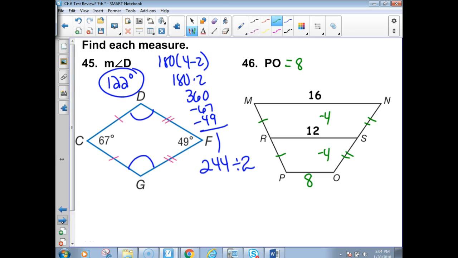The mid-segment is half the sum of the bases. You could double check that. 16 plus 8 is 24. 24 divided by 2 is 12.